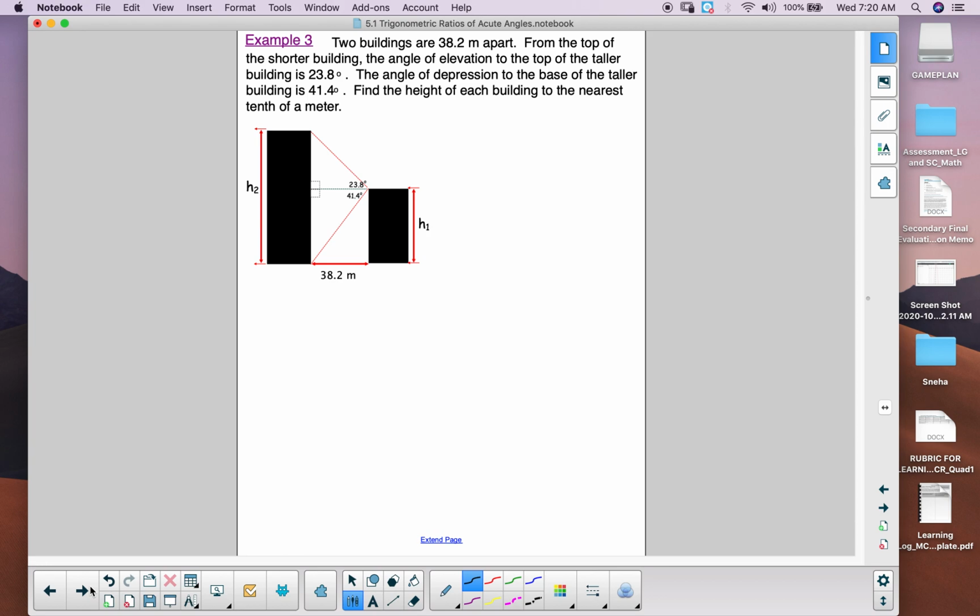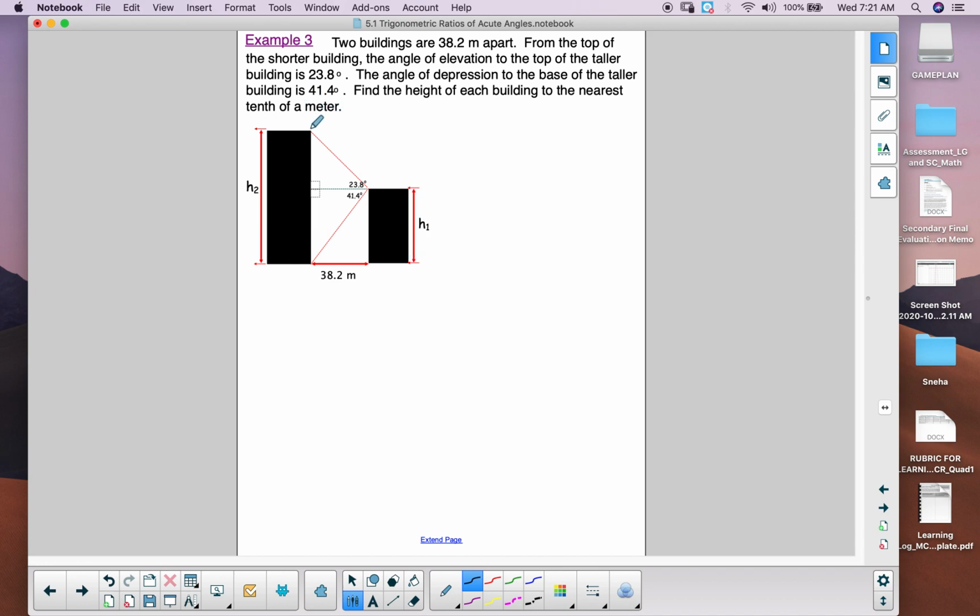So using that information, we're going to try to solve this word problem. You have two buildings that are 38.2 meters apart. From the top of the shorter building, the angle of elevation to the top of the taller building is 23.8 degrees, which is this angle here. And the angle of depression to the base of the taller building is 41.4 degrees, which is this angle here. Find the height of each building to the nearest tenth of a meter. So we have to solve for H2 and H1.